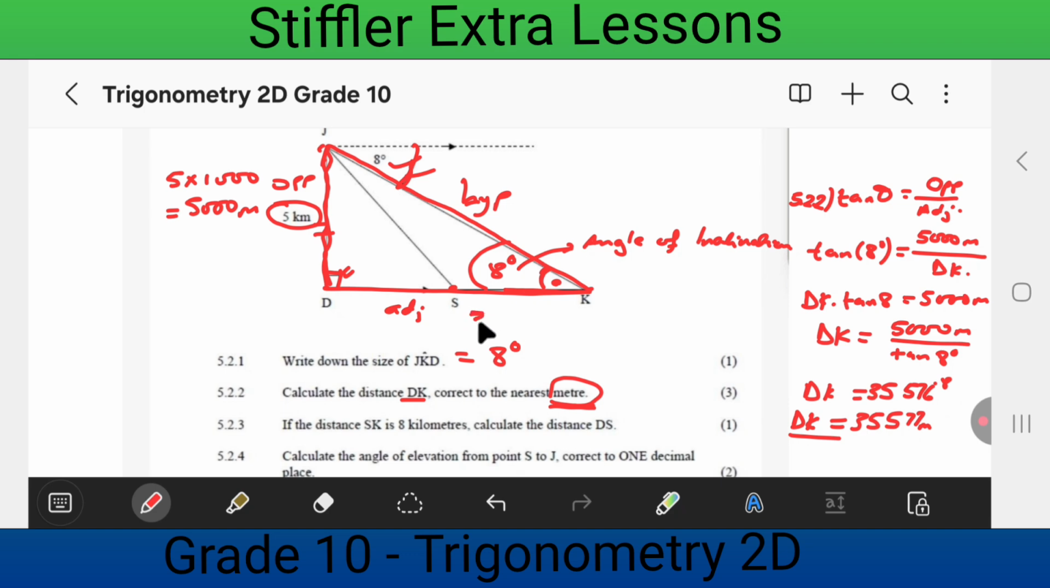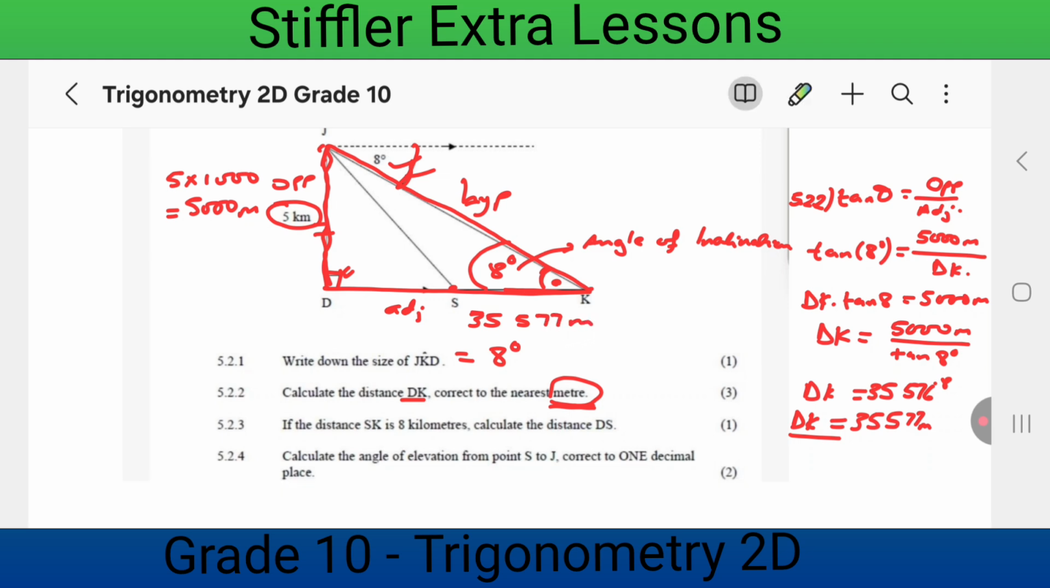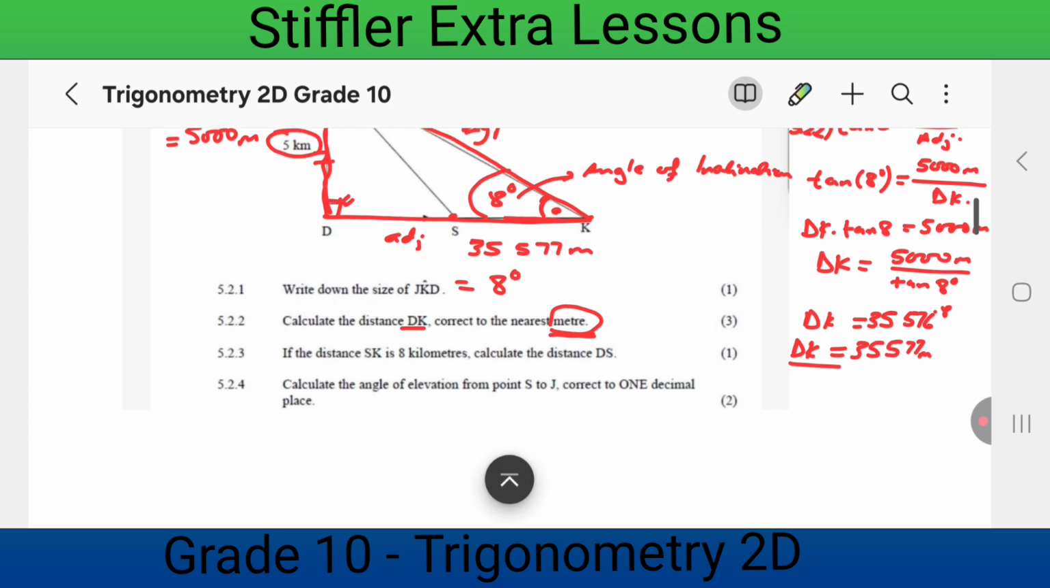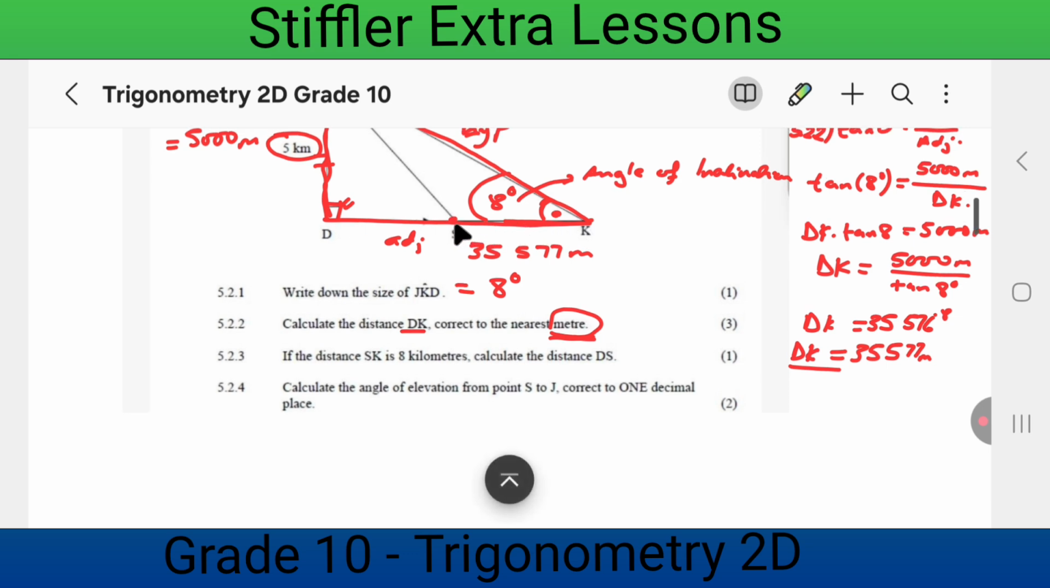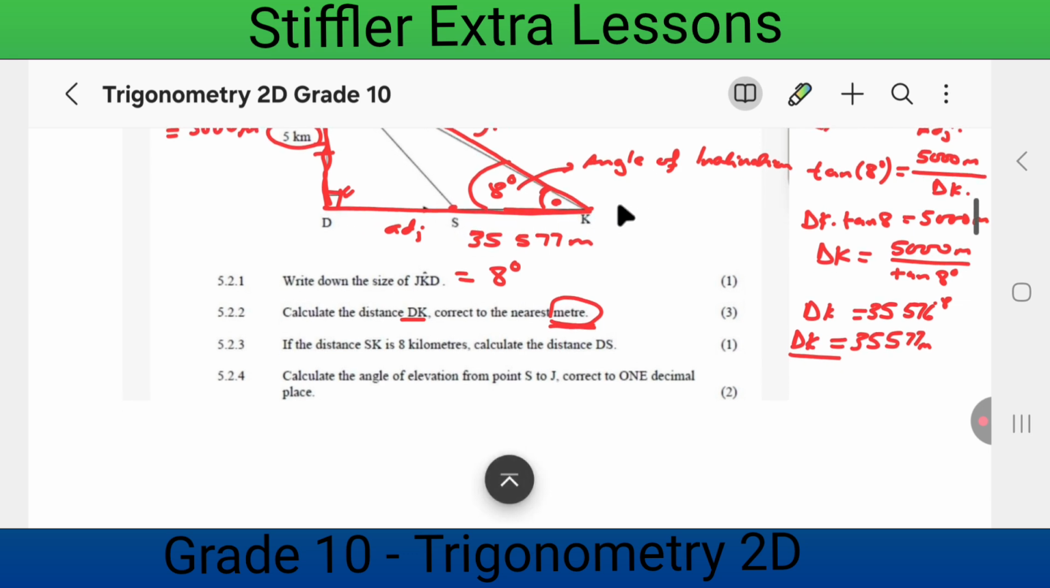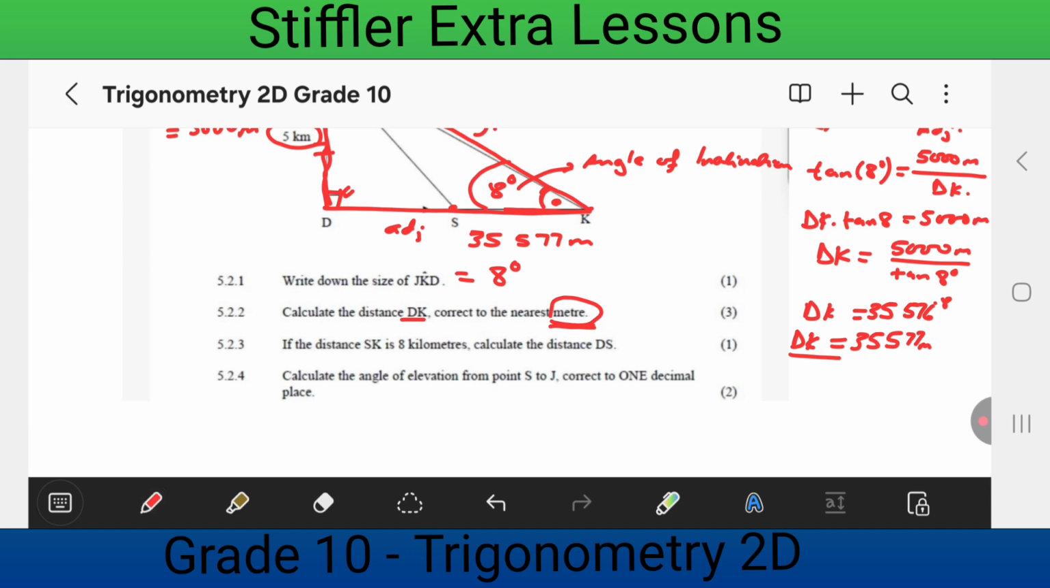So this is 35,577 meters. So let's move on to the next question. If the distance SK is 8 kilometers. So now we know the distance of SK is 8 kilometers, right? So let's just represent that differently. So this SK is equivalent to 8 kilometers.